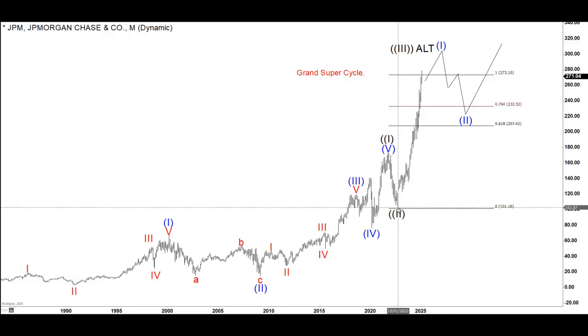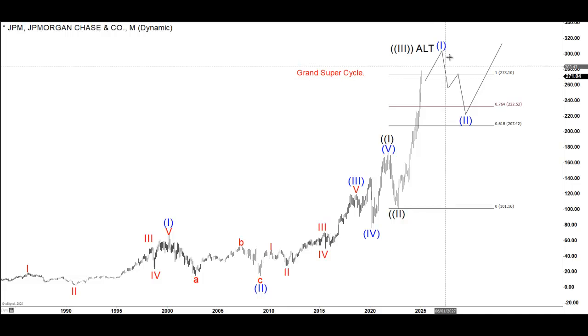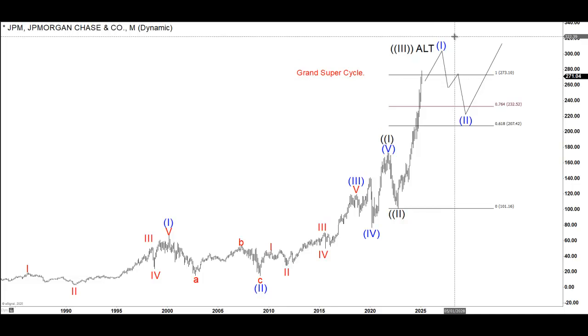What is important here is that if you count the swings from the all-time lows, it is 3 waves. It is 1, 2, and 3. If you subdivide it to a lesser degree, you get 1, 2, 3, 4, 5, 6, and this one will be 5. That means 6 plus 5, it will be 11. JP Morgan is very bullish.